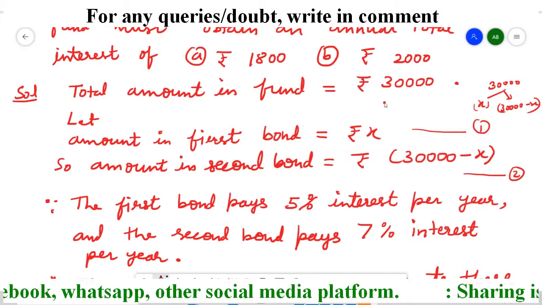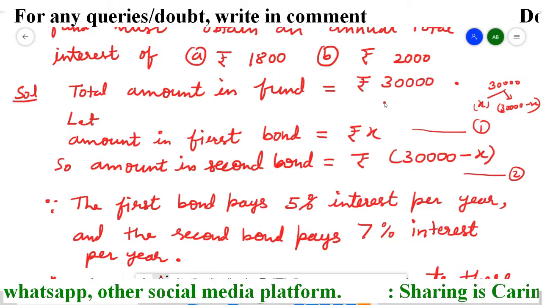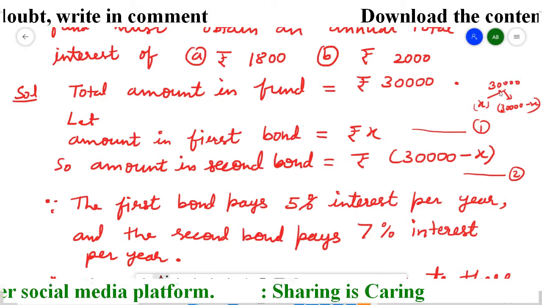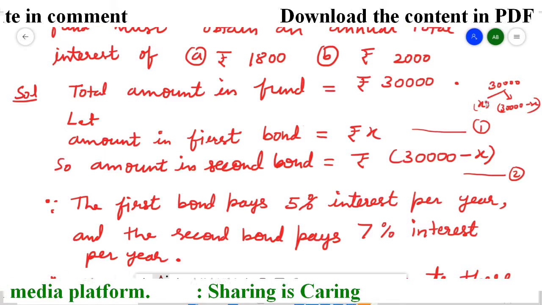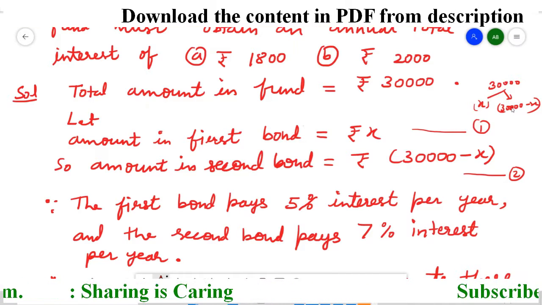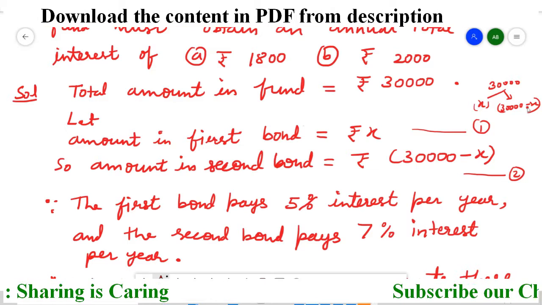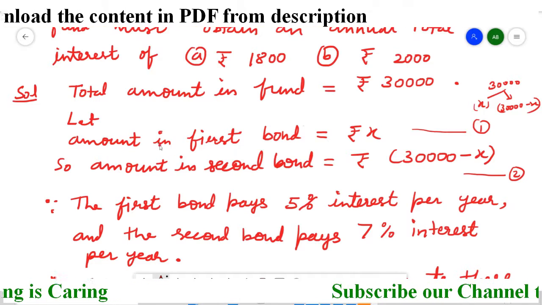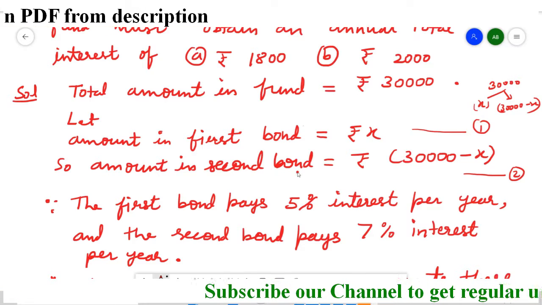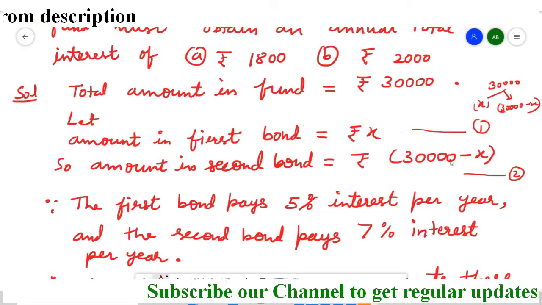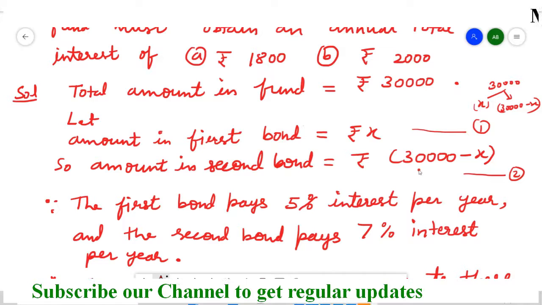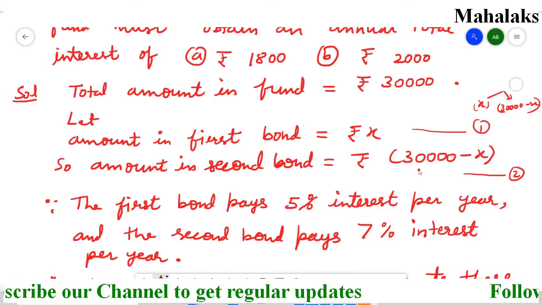So once again I am just explaining. In the question they want that the 30,000 we should split in two parts. So one part I assumed as rupees x, and if one part is x then the second part is automatically going to be 30,000 minus x. So I wrote here, amount in first bond is rupees x, and amount in second bond obviously is rupees 30,000 minus x. I assumed these as equation 1 and 2. I hope these two assumptions are clear to you.